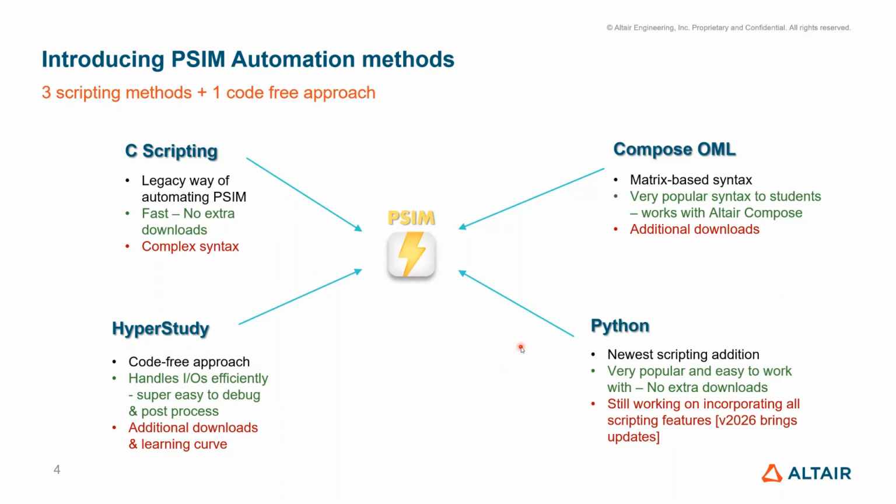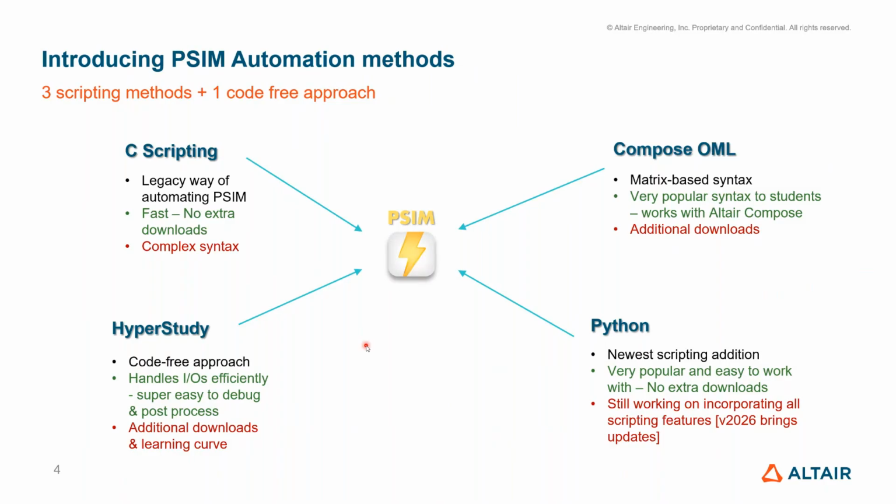And finally, we have HyperStudy, which is the scripting-free approach. HyperStudy is basically a separate tool. It's a platform. It's not a simulation tool. It's a platform that helps you automate PSIM simulation by just navigating to where the schematic is. You click a button, you have all the variables of your schematic in HyperStudy. You can put lower, upper bounds. You can put tolerances and make them follow a statistical distribution, for example.